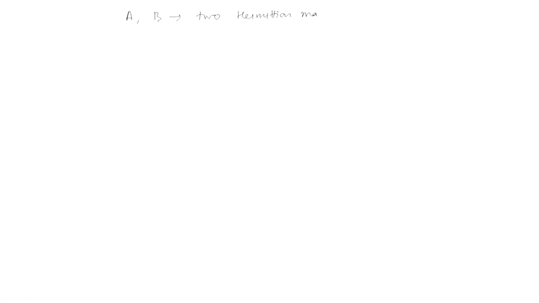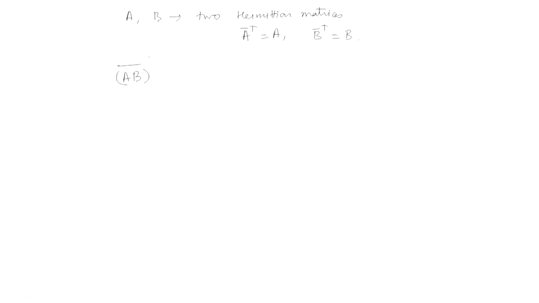Two Hermitian matrices. That means A bar transpose equals A and B bar transpose equals B. So, we have to show that A into B is also Hermitian if AB equals BA. So, let us take this whole transpose and try to show that if AB equals BA, then this is equal to AB.